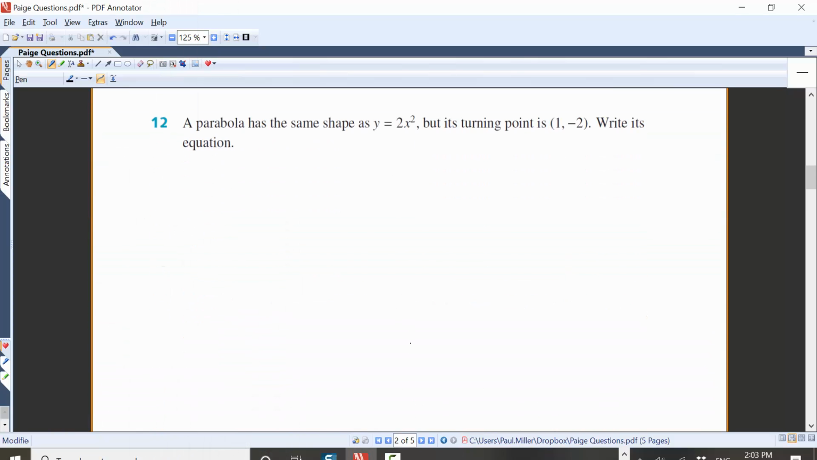A parabola has the same shape as y = 2x², but it has a different turning point. And what we want to do is write its equation. So 2x² is going to look like that with some sort of a dilation factor, where 2 is the dilation factor. And what we're going to do is just shift this 1 unit to the right and 2 units down. So instead of turning at (0, 0), it's going to turn at (1, -2). That's where it's going to turn. So it's going to have the same dilation factor, which is 2, y = 2(x - 1)² - 2.